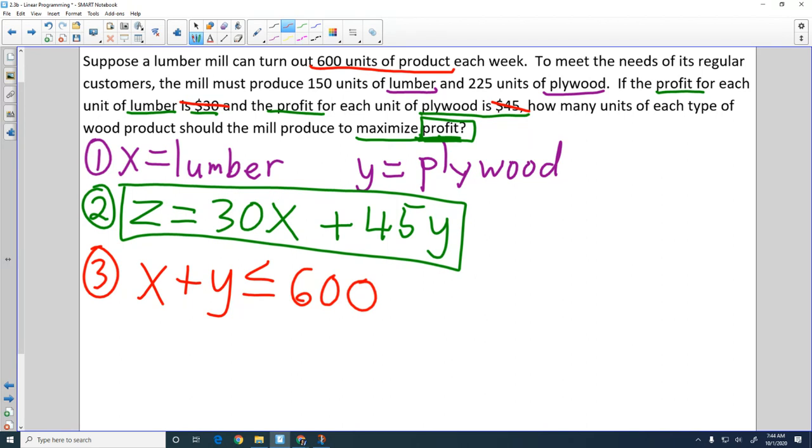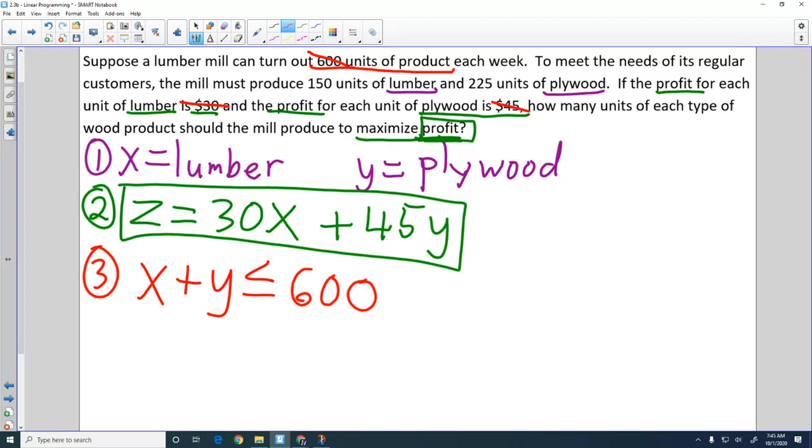So that's one constraint right there. X plus Y, all the plywood and lumber that I make in a week, has got to stay under or equal to 600. I can't go over that. I just don't have the resources or the time, or my mill just will break if that happens. All right, so that's 600 units of product. Are there any other constraints in this problem? Basically any other numbers we see?